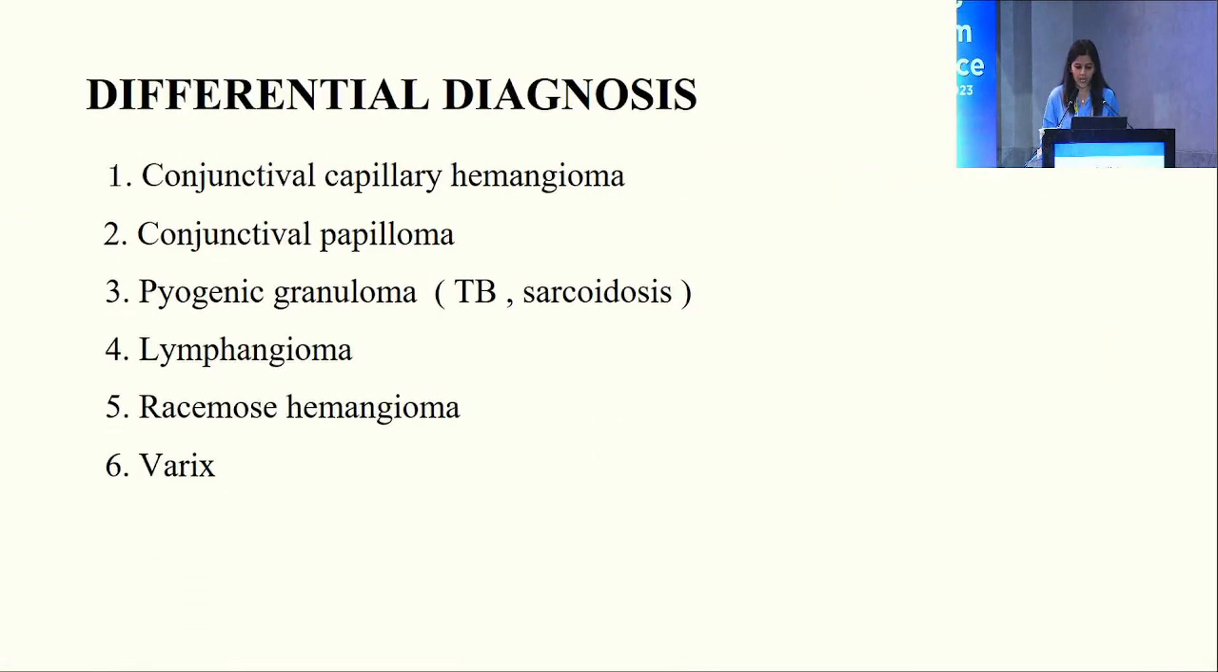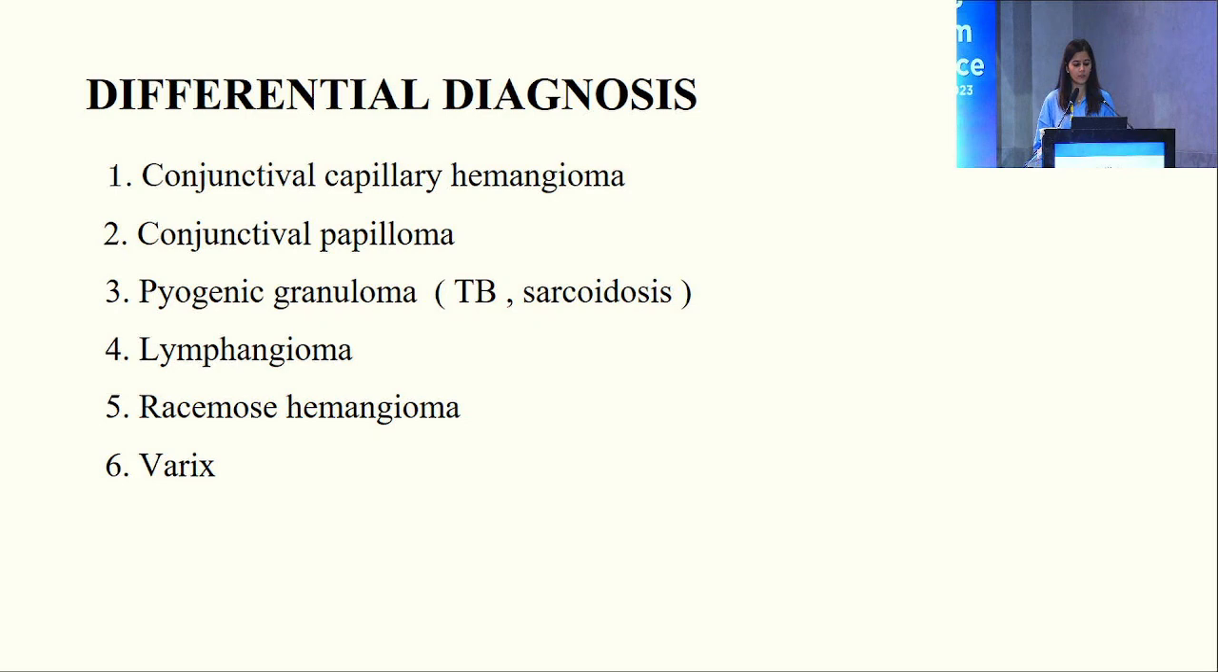So the differential diagnosis that we considered in this case was, first, conjunctival capillary hemangioma, known as strawberry nevi, but the presentation of capillary hemangioma is mostly in the first 6 weeks of life and it regresses spontaneously. Then we considered conjunctival papilloma, due to HPV, but we couldn't do the Pap test, and we thought that it mostly has a flat base.